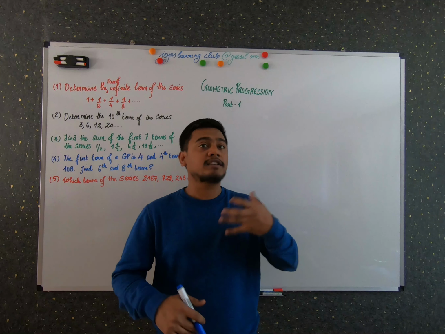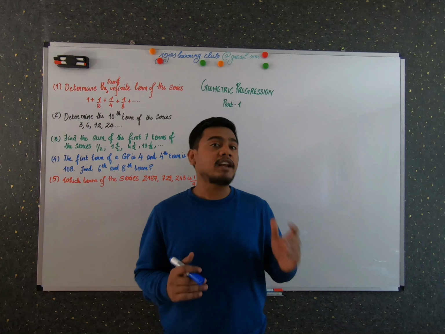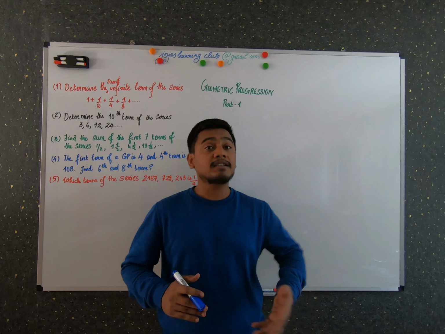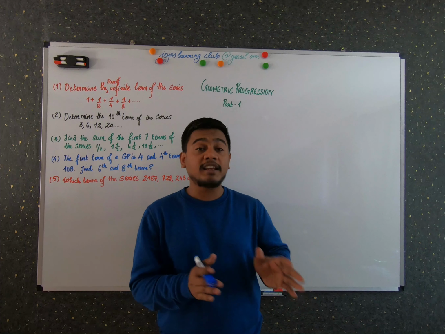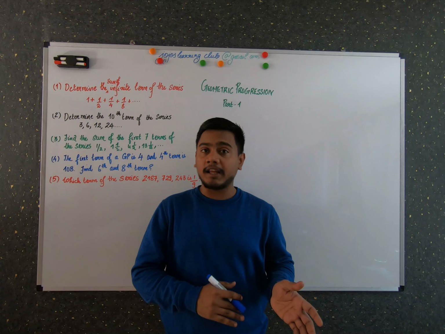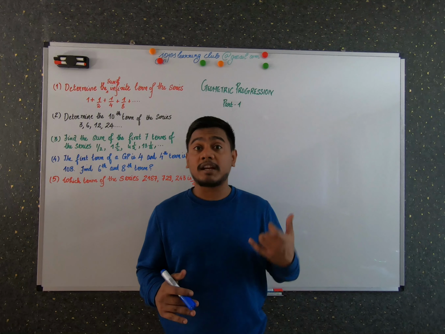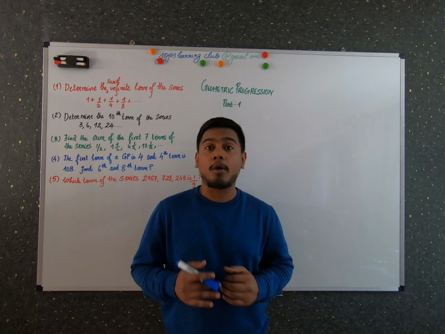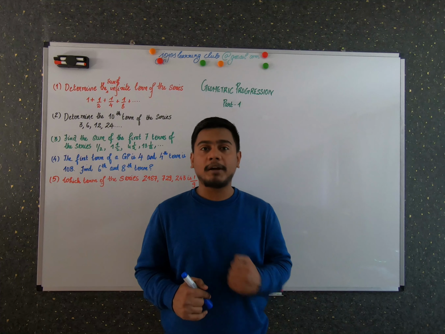I will just recall what I said in arithmetic progression. So what is an arithmetic progression? When in a number sequence the successive terms have the same common difference, this kind of sequence is called an arithmetic progression. Similarly, when the successive terms in a number sequence have the same common ratio, the sequence is called a geometric progression.